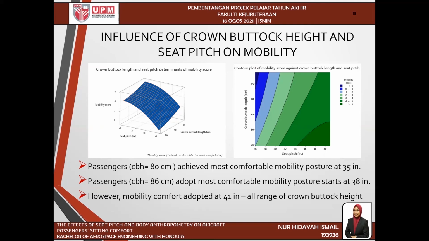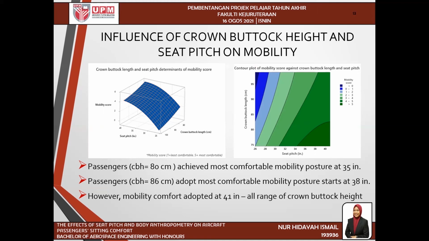The result has summarized that passengers with crown buttock height of 80 cm achieve the most comfortable mobility posture at 35 inches of seat pitch, while passengers with crown buttock height of 86 cm and above are able to adopt the most comfortable mobility posture starting at a seat pitch of 38 inches. However, at a seat pitch of 41, all ranges of crown buttock height can adopt mobility comfort.